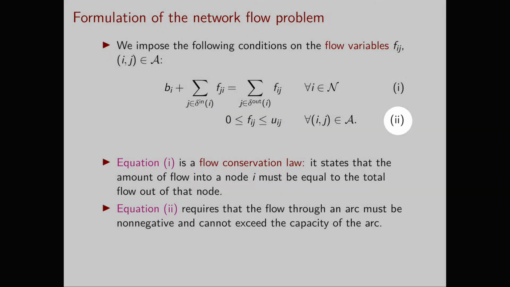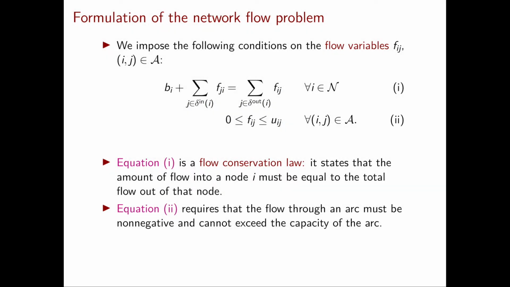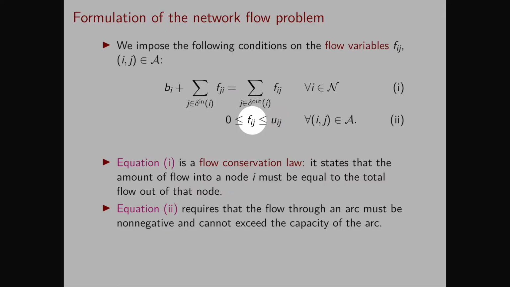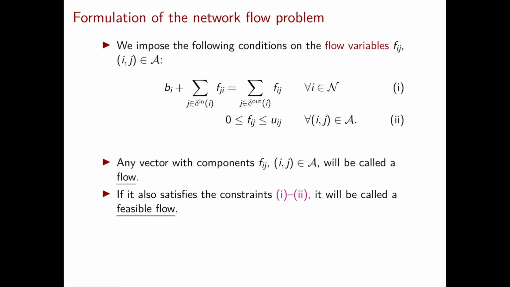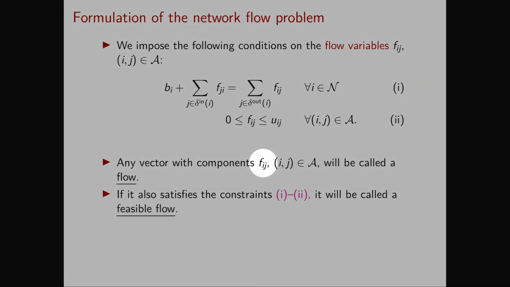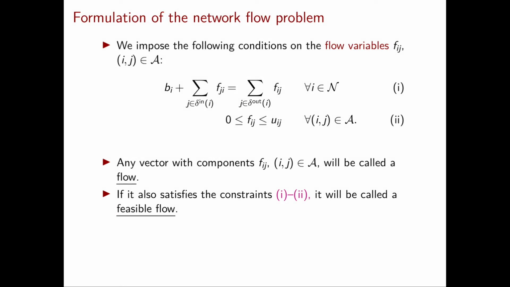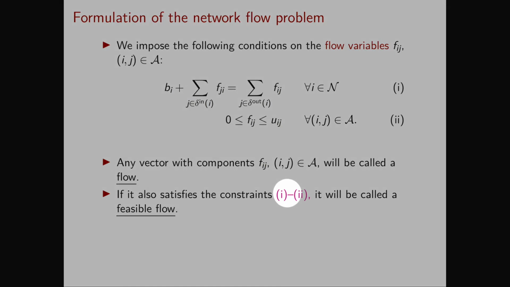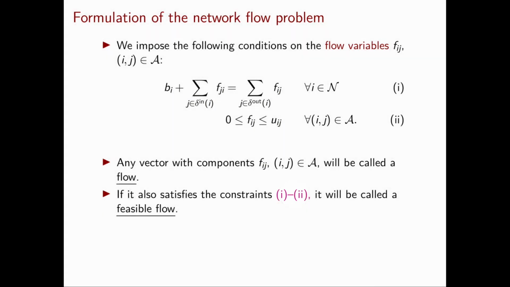Then the second type of constraints is much simpler. These constraints only say that the flow through any arc ij must be non-negative and it cannot exceed the capacity of the arc. Next, we introduce some notation that we're going to use heavily. Every vector with components F_ij for every arc ij of our directed graph will be called a flow. If our flow vector also satisfies the constraints 1 and 2, then it will be called a feasible flow.